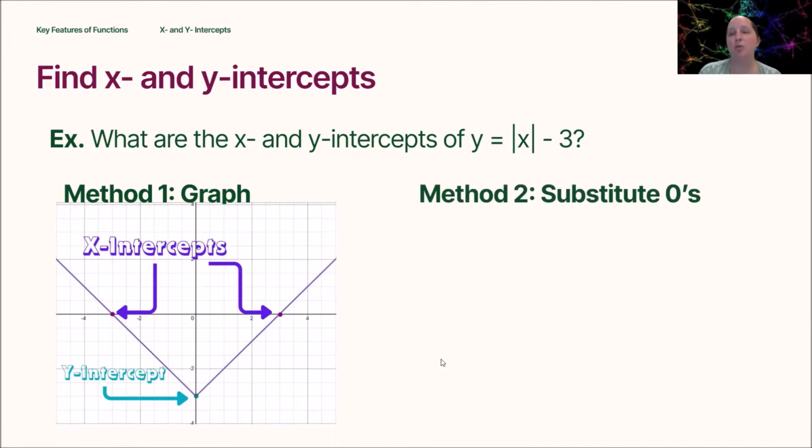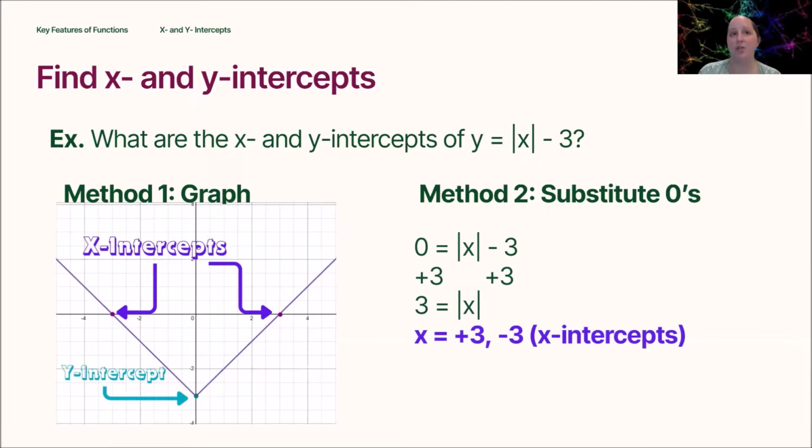Okay, method 2, you can substitute zeros in for x and then zeros in for y. So if I do that, I'm going to find my x first. So I put a 0 in for y. I add 3 to both sides. 3 equals the absolute value of x, which means x can be plus 3 or minus 3.